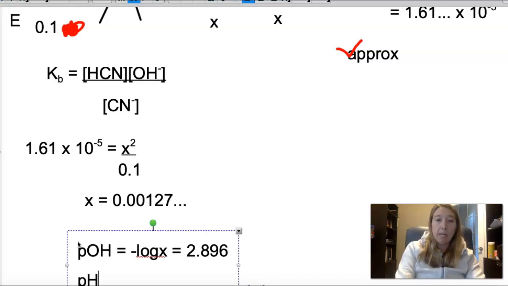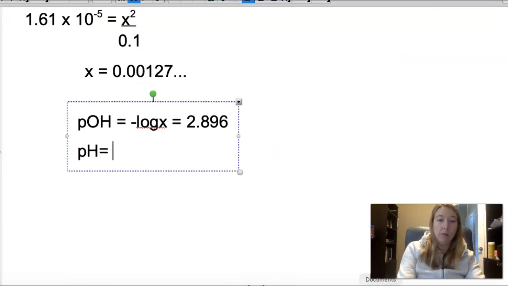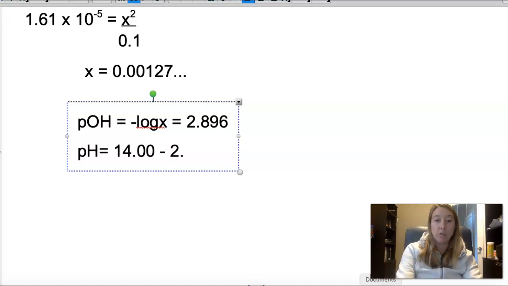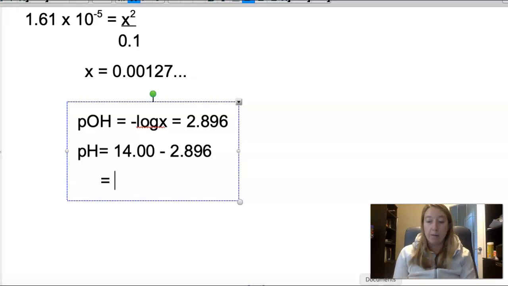Then to get our pH, we are going to do 14 minus that pOH, which is that 2.896. Again, make sure you're using the whole number, not the rounded number.